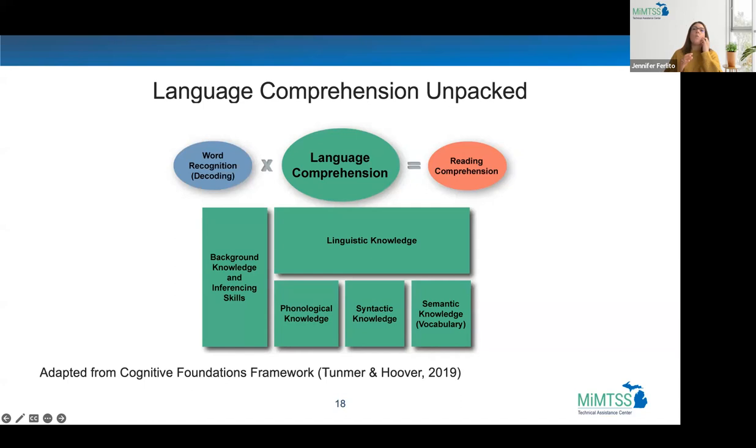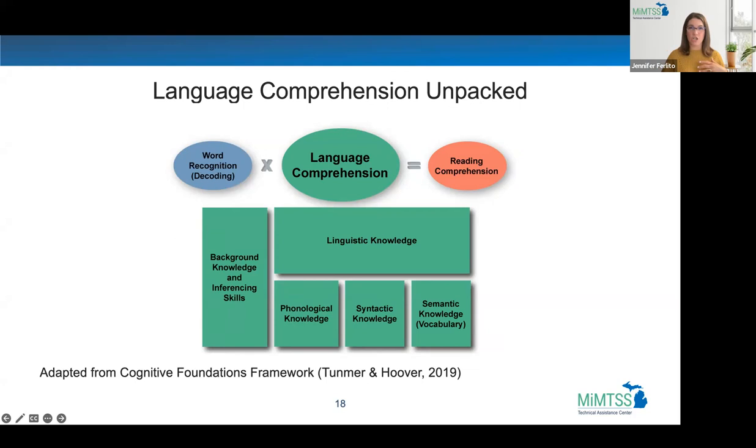When we're trying to make sense of spoken language, our brains are combining the literal meaning of what's being said, which we derive from our linguistic knowledge, with our inferential understanding of what is being said, which is based on background knowledge. These two sets of cognitive capacities are what is ultimately going to lead to language comprehension.